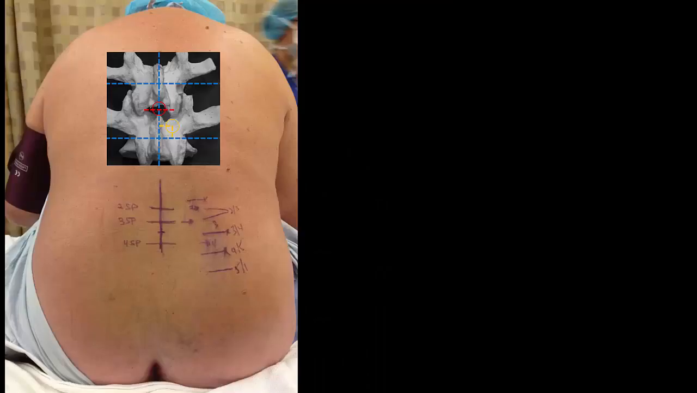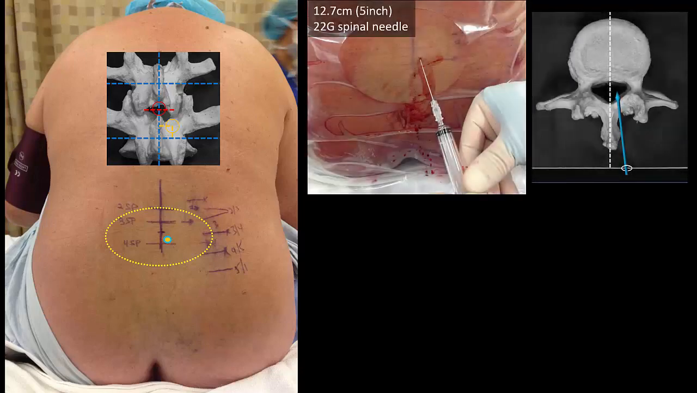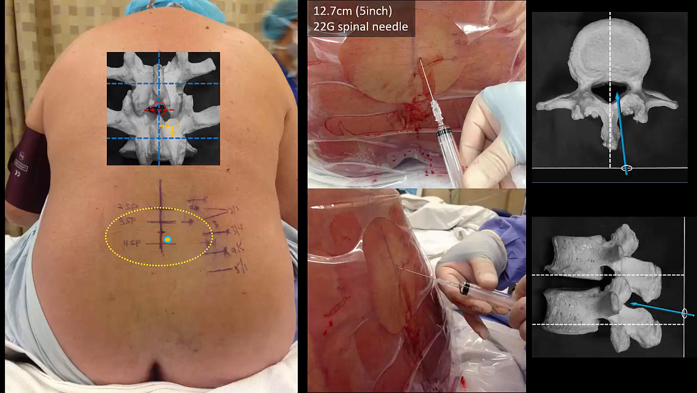This is illustrated here. The needle insertion point is half a centimeter lateral to the midline and cranial to the marking of the lower spinous process. A 5 to 10 degree lateral to medial angulation and appropriate cranial angulation takes the needle into the vertebral canal.